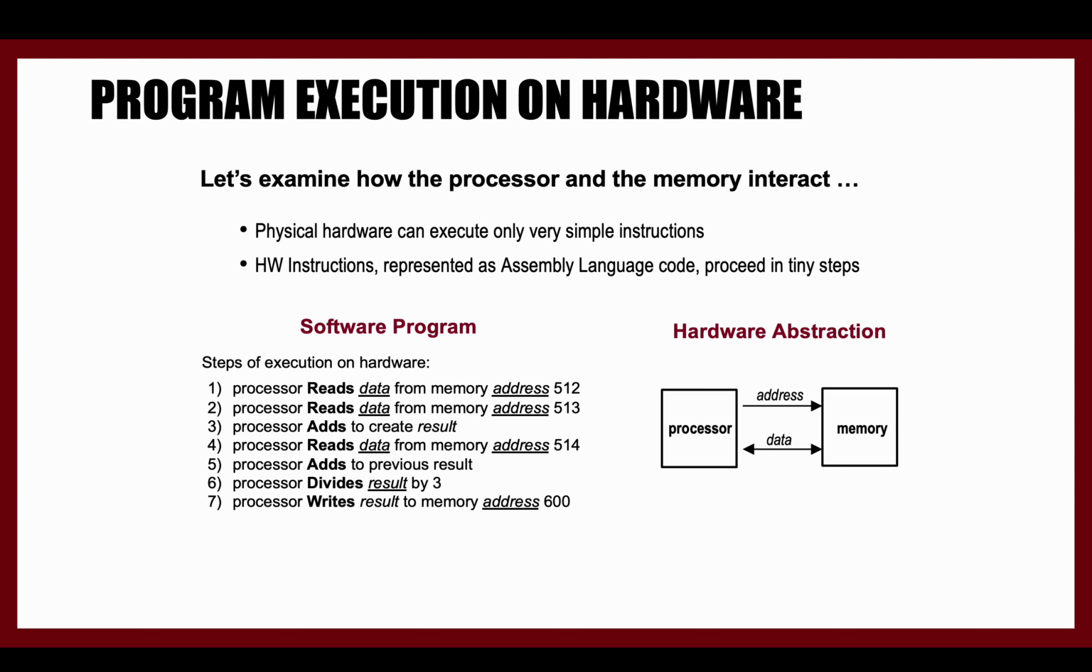The steps of execution on the hardware, given the software program. The processor fetches data from the memory at location 512, then fetches the data from memory location 513. Values are added from step 1 and 2. Processor fetches another piece of data from 514. The result from step 3 is added to step 4. The accumulated value is divided by 3. Finally, the result is stored in memory location 600.